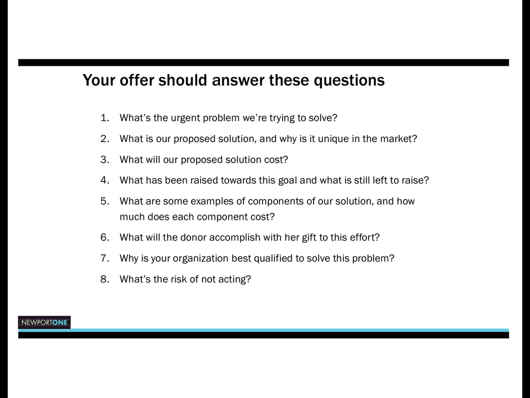Then what are they going to accomplish with that gift? Why is your organization best qualified to solve the problem? And what's the risk in your community to those you serve, and even to the donor potentially, of not acting, not becoming a part of your mid-level program and making that stretch gift to this particular offer? If you get these pieces right, you will have a really solid offer that you can carry out. Some organizations have one offer, some might have 20. It just depends on the number of programs and quote-unquote products that you can make available to your donors to invest in.